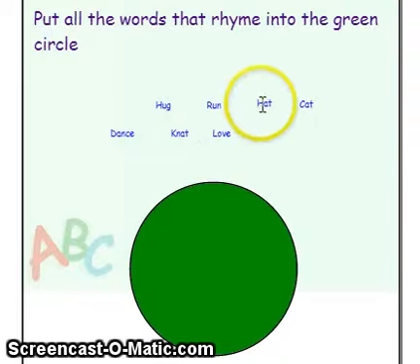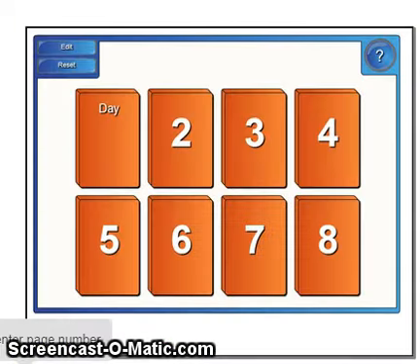So if they put hat into the circle, the word would disappear into the circle. If they dragged love into the circle, it would actually pop right back out. So that just lets them know that that's not one of the words that rhyme, and they need to try again. I really like this activity. I think that the kids will have a lot of fun with it, and it would really get them engaged. This is one of my favorite activities on the smartboard itself.